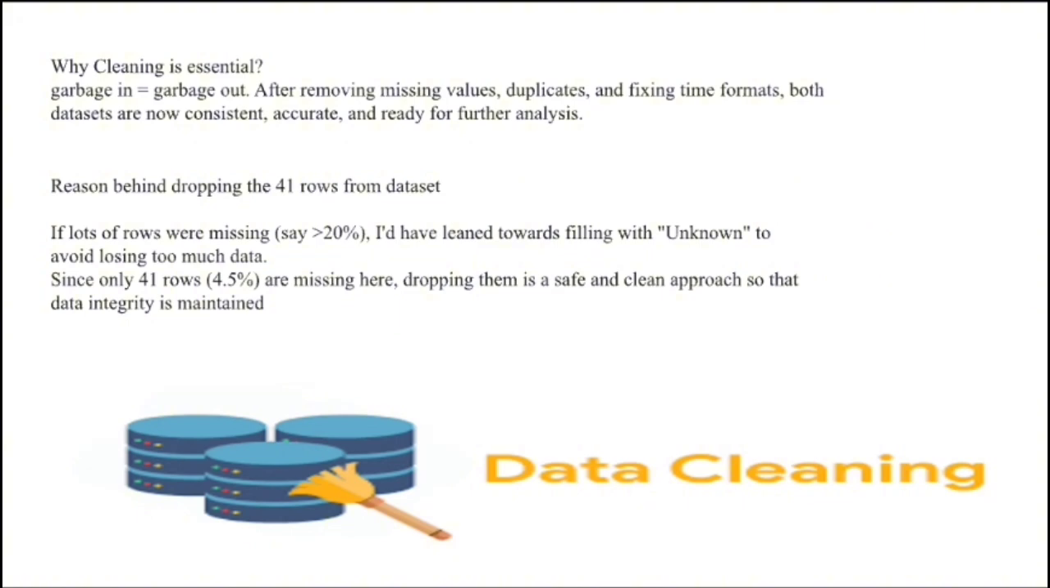Now comes the reason behind dropping those 41 rows from dataset 1. I was confused if I should keep them or not, but I took a wise step of taking help from AI. AI suggested that I should probably drop this data as only nearly 4.5% of data would be gone by doing so, which is not considered a risk in the field of data analysis. Moreover, it suggested that this was a clean approach which would ultimately maintain data integrity. Now, this was almost all of my contribution.